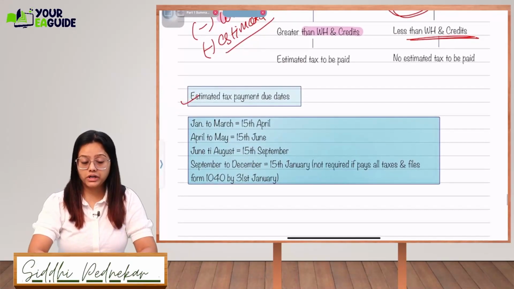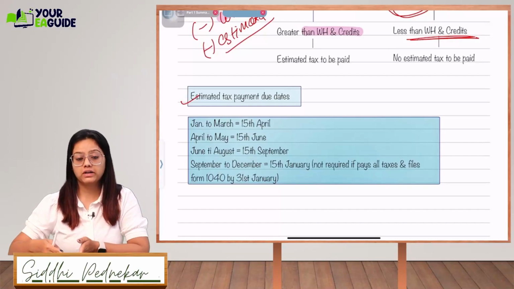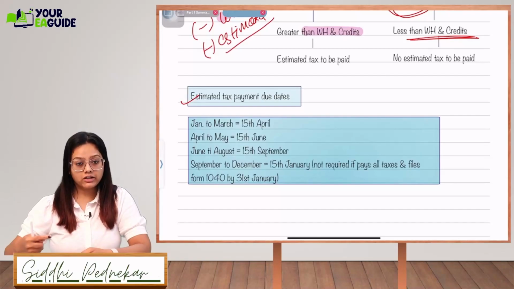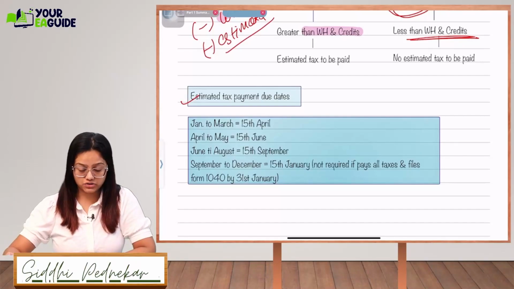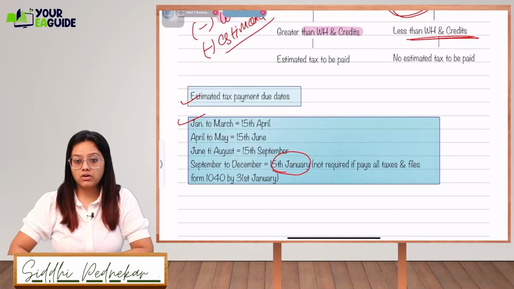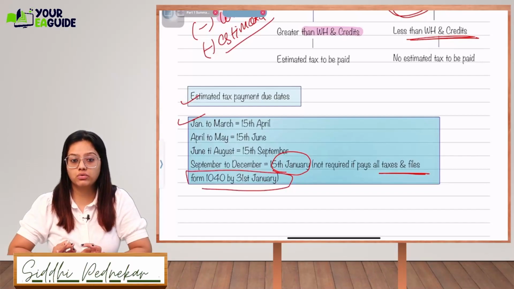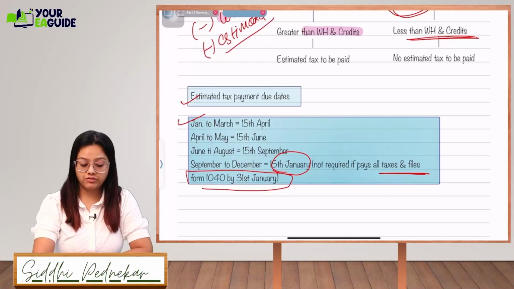What are the due dates for paying the estimated tax? It is quarterly, as I mentioned. For January to March you are going to pay on the 15th April. Then it is the 15th date of the next month from the end of the quarter, so 15th June, 15th September, and for the December quarter it will be 15th January. But you are not required to pay if you pay all taxes and file Form 1040 by 31st of January. So actually your due date is 15th April, right?